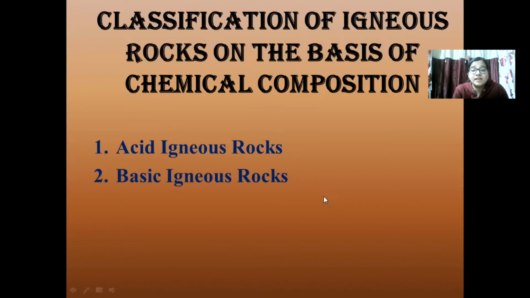Why? Because it will help us to identify the different types of rocks present at different locations of the earth's surface. Now, if we classify this on the basis of chemical composition, we will get two categories. The first one is the acid igneous rocks. The second one is the basic igneous rocks.